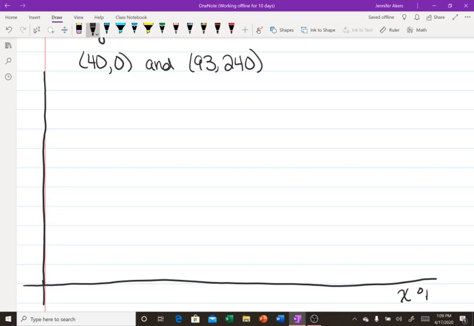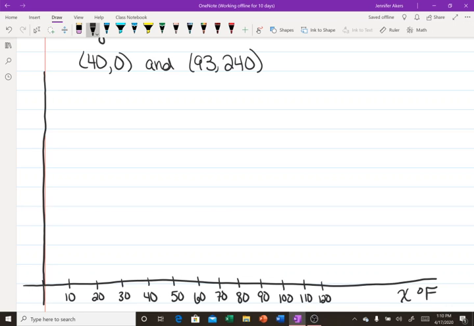X is going to be my degrees in Fahrenheit. And realistically, I don't want to go much past 100. We very rarely get above 100 degrees Fahrenheit. So let's go by tens. 10, 20, 30, 40, 50, 60, 70, 80, 90, 100. I'm going to go a little above it. 110, 120. I'm not going to go any more than that.